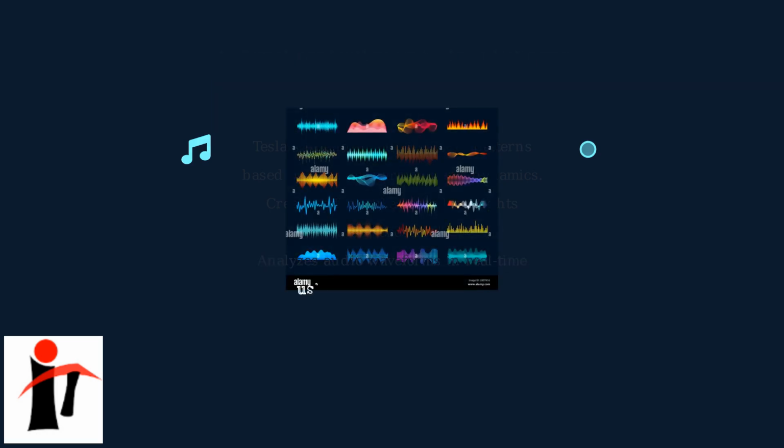Once uploaded, you can edit the light patterns in the interface editor. Tesla's AI engine dynamically adjusts the light patterns based on the song's rhythm, harmony, and dynamics. This creates various effects, like cascading lights during crescendos. The system analyzes the audio waveforms in real time, leveraging onboard processors to synchronize the lights with the music accurately, adjusting patterns for rhythm, harmony, and dynamics.